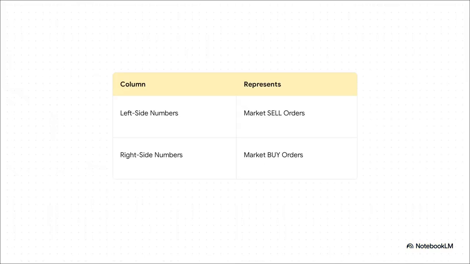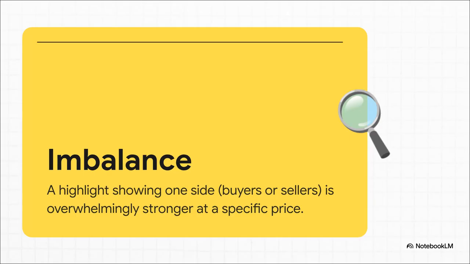First up, the absolute basics. Inside every footprint candle, you'll see two columns of numbers. The numbers on the left, that's all the people hitting the sell button at market. The numbers on the right, you guessed it, that's everyone hitting buy at market. It's that simple. Sellers on the left, buyers on the right.